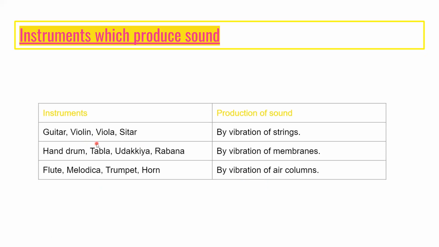So guitar, violin, viola, sitar produce sound by vibration of strings. Hand drum, tabla, udakia, rabana produce sound by vibration of membranes. And flute, melodica, trumpet, and horn produce sound by vibration of air columns.